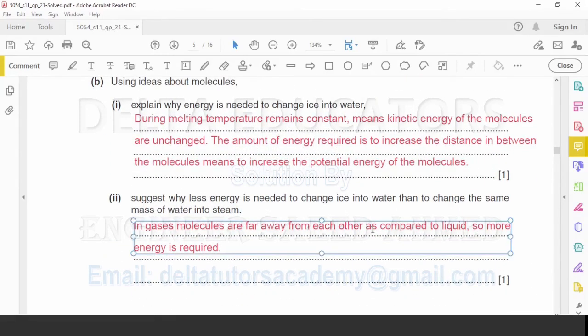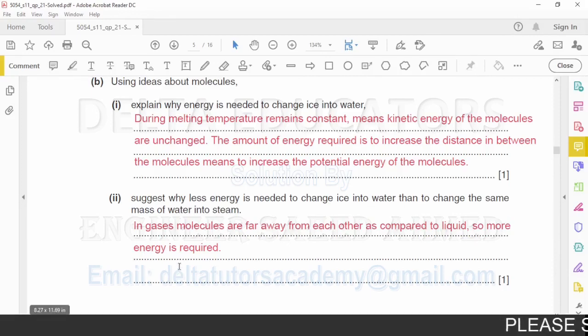Next part, suggest why less energy is needed to change ice into water than to change the same mass of water into steam. When we convert ice into water, we have to provide energy. When we convert water into steam, we have to provide energy, but we have to provide more energy. Why more energy? Because in steam, the molecules are far away from each other as compared to liquid. So what we have to write here? In gases, molecules are far away from each other as compared to liquid, so more energy is required.